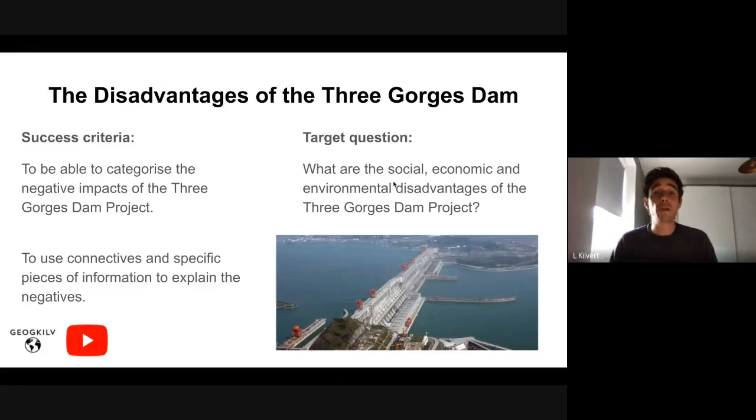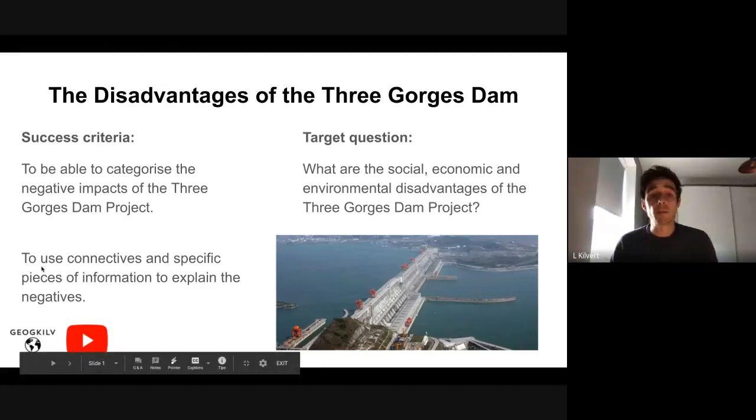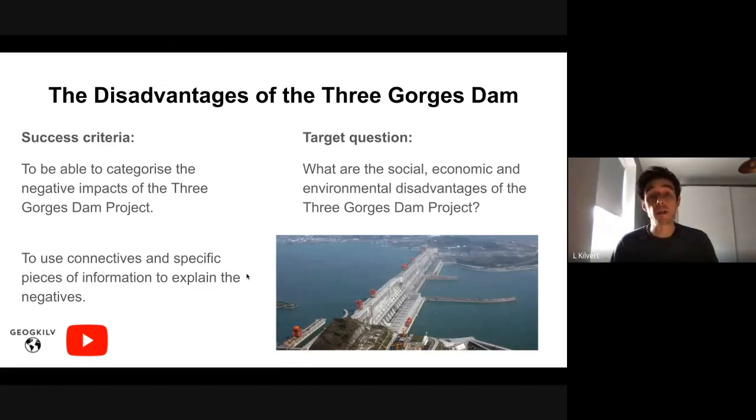Now, I've very deliberately given you a similar question. The reason why is because you need to keep practicing those skills that you're going to need by the time you get to the end of your GCSE. I'll talk a bit about those skills when I look at the success criteria on the left-hand side here. We need to be able to use connectives and specific pieces of information to explain those negatives. Those are skills that you are going to need when it comes to GCSE. So it's all about making sure that we practice.